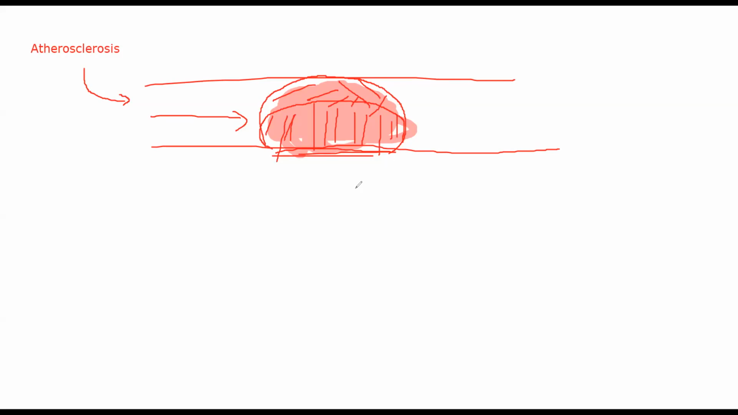What are the blood vessels that supply blood to the wall of your heart? Your heart also is a muscle, right? It needs blood.